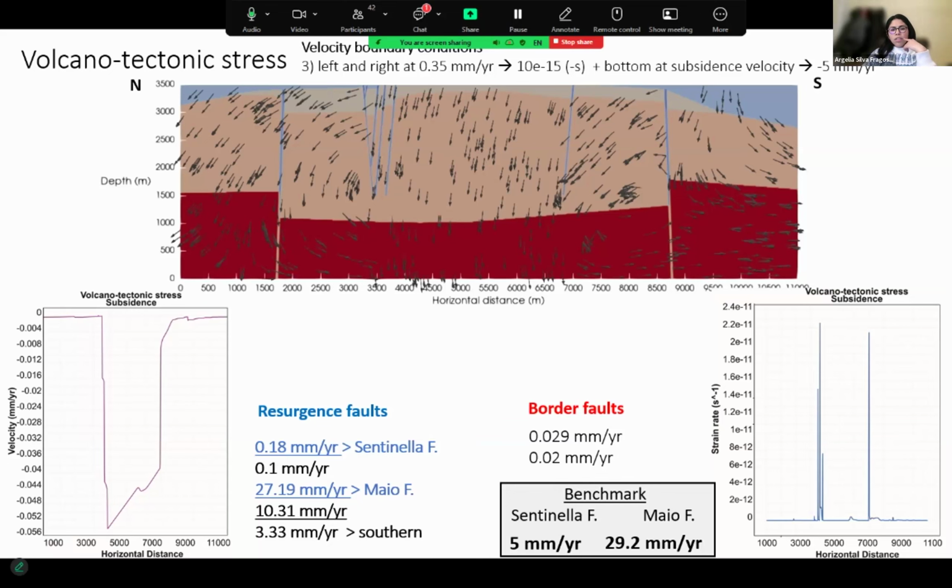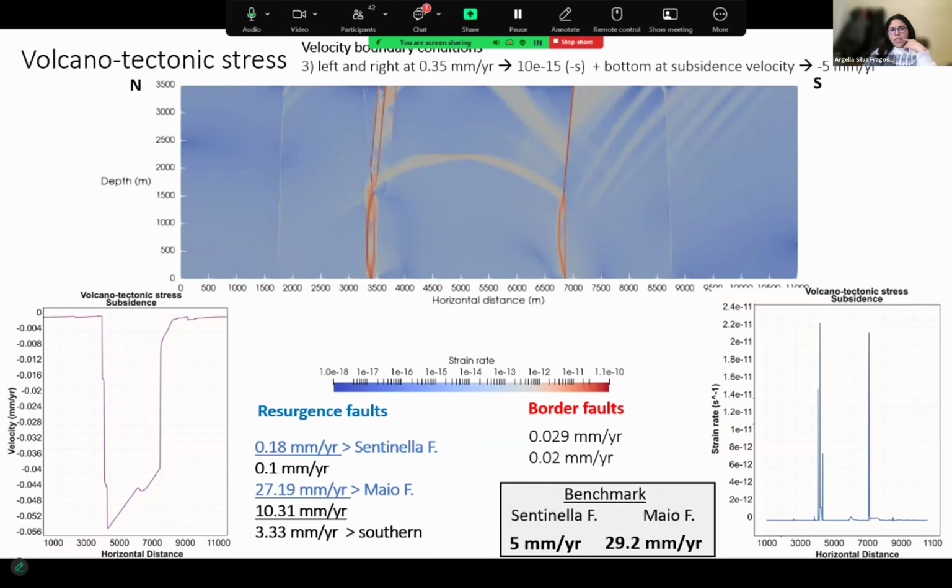Well, here also the deformation is well localized on the resurgence faults. It's similar to the previous one. However, one of the borders of this graben doesn't show any deformation. Important deformation is almost zero. And the most important thing, when we calculate the slip rates, they don't match with the ones that we use as a benchmark.